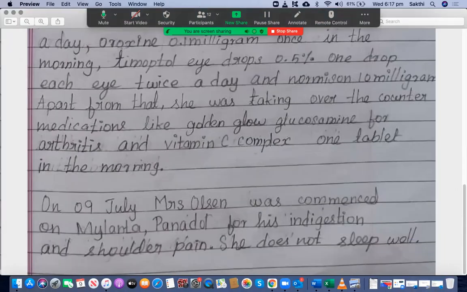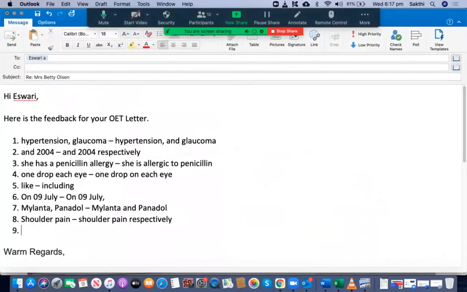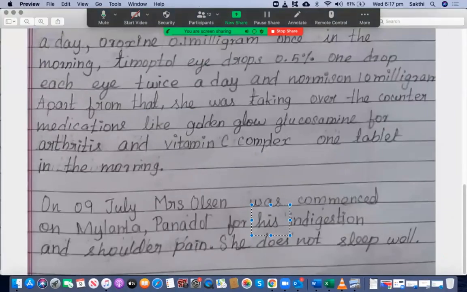Otherwise, if you wish, you can also split it by saying she was commenced on Mylanta for his... no, it's not for his, actually for her indigestion, and Panadol for shoulder pain. That is also fine. But unfortunately it's not for his digestion, but for her digestion. You need to be very careful, because you should not change the gender of the patient or the addressee. It is not good. Okay, she does not sleep well. That's all right.